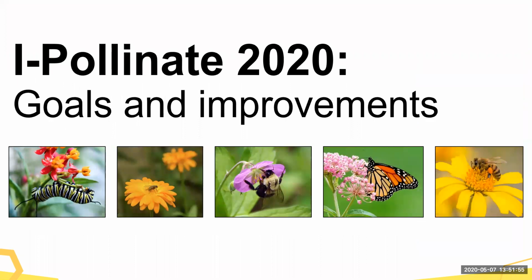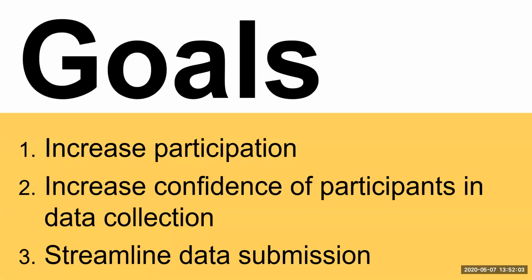Now, for our second year of I-Pollinate, we are hoping for some goals, and we've got some improvements in mind. The goals for this year are to increase participation. We want more participants throughout the state so we can get an even better view of what the pollinators' demographics and ranges are throughout the state. We're hoping to increase the confidence of participants in their data collection by hosting trainings and webinars such as this. And thirdly, we wanted to streamline data submission. During the last year, we conducted a survey of the participants and asked what we could improve for them. Goals 2 and 3 were ones that were requested by the participants. So we've been working very hard to accomplish those improvements.